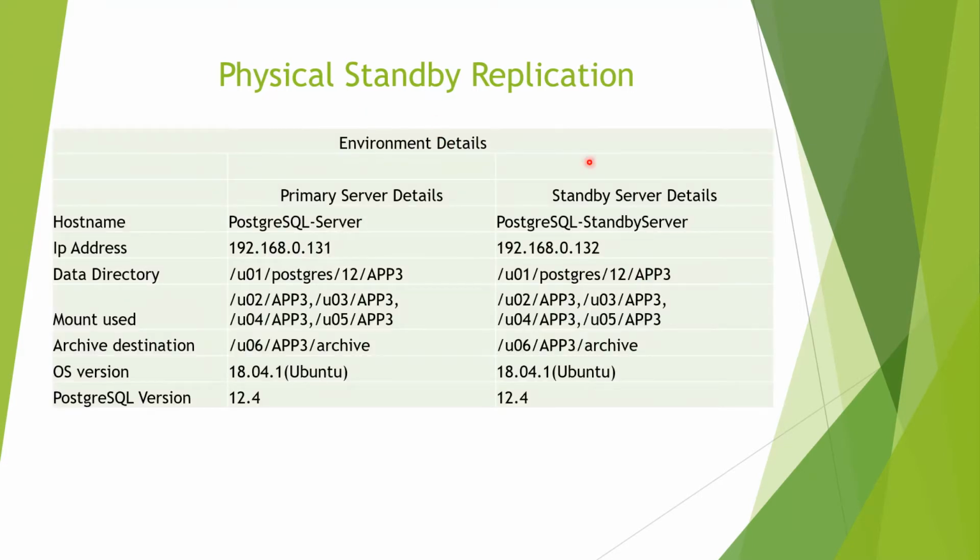So these are all my environment details. I have a primary server as well as a standby server. This is my primary server host name and the IP address, the data directory location, and I have 4 tablespaces in my primary cluster, and this is going to be my archlog destination. The version of OS is 18.04 and the PostgreSQL version is 12.4. Similarly, I have set up the same configuration here, and the host name is standby server and the IP address is .132.